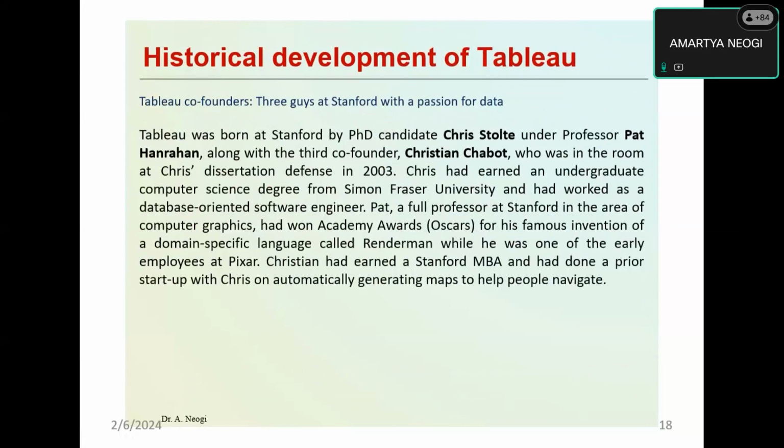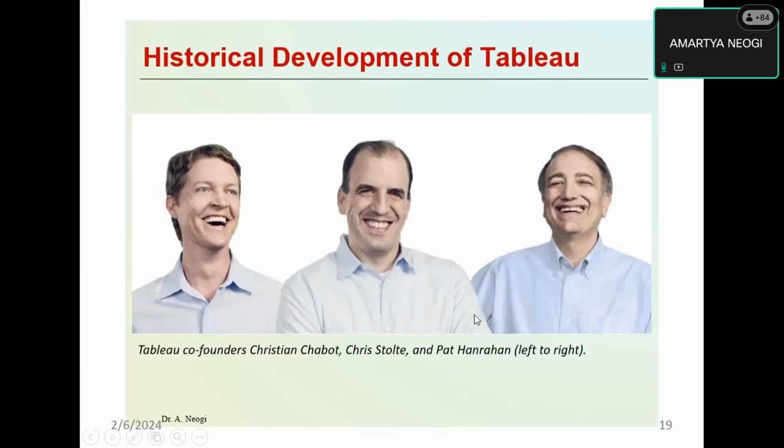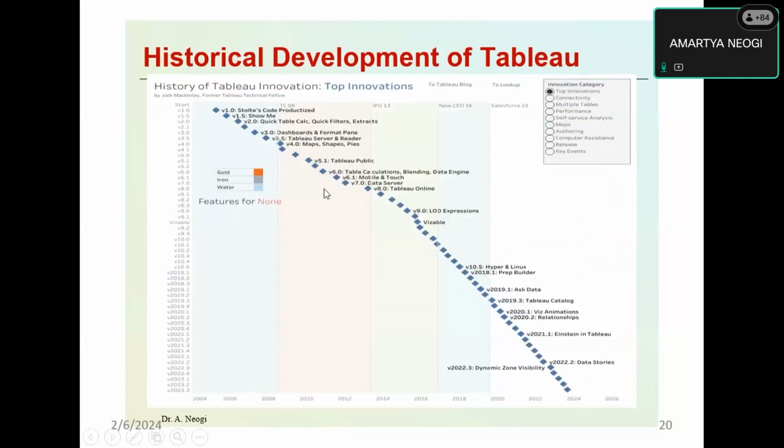The co-founders are three scholars of Stanford University. In the year 2003, Tableau was born at Stanford, from PhD candidate Chris Stolte under Professor Pat Hanrahan, along with the third co-founder. And this was actually the scholars under this mentorship. They have done the historical development, that means their thought process of data visualization. And as you can find out, from 2003 or 2004 till today, that is 2024, the historical development of Tableau.